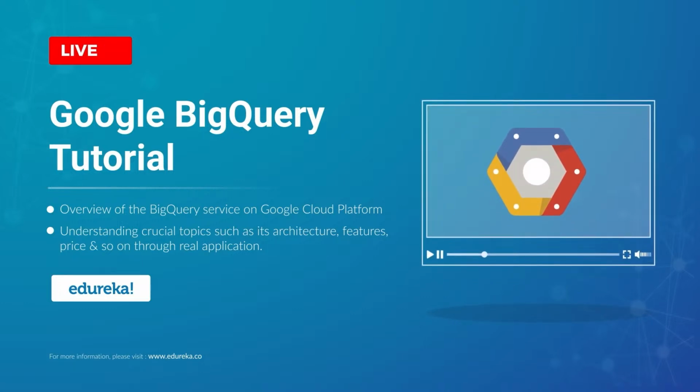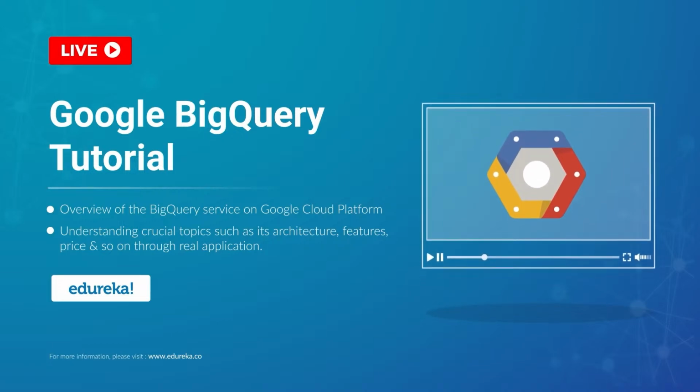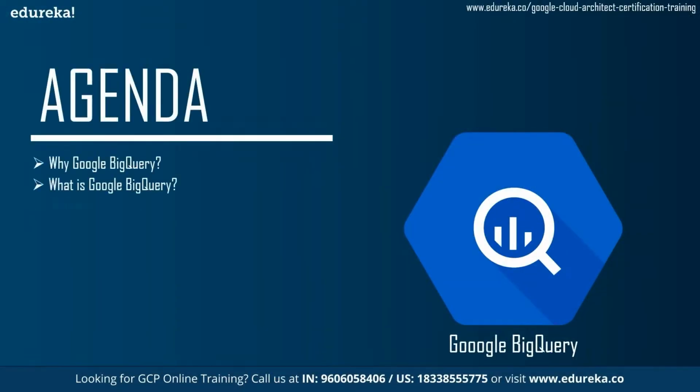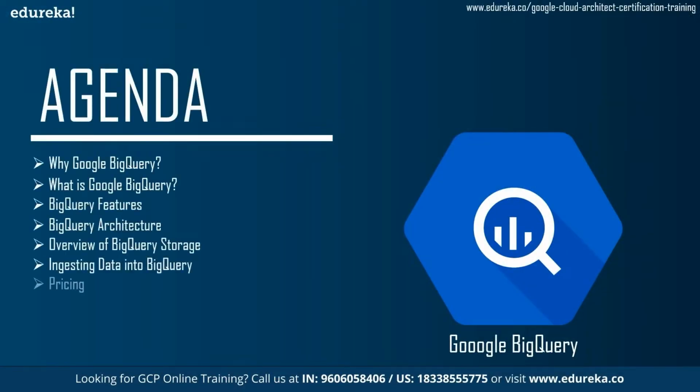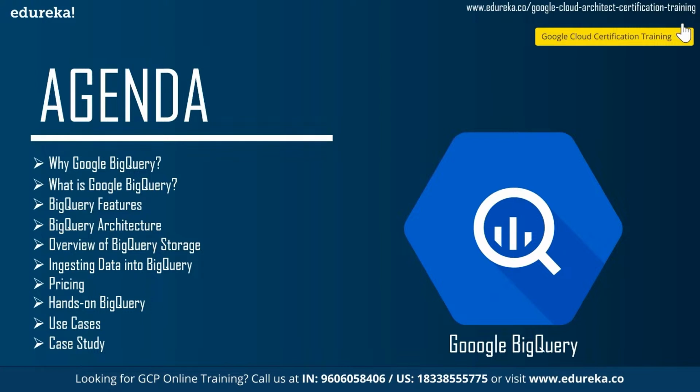I will be talking about Google BigQuery. So without any further ado, let's look at today's agenda. We'll begin by understanding why Google BigQuery is needed and what it is, and then we'll look at some of its key features and high-level architecture. Moving ahead, we'll get an overview of BigQuery storage as well as techniques of ingesting data into it. Furthermore, we will also look at different pricing models for BigQuery and try our hands on implementing it practically on Google Cloud Platform. Finally, we will then look at some of its use cases and the case study for it.